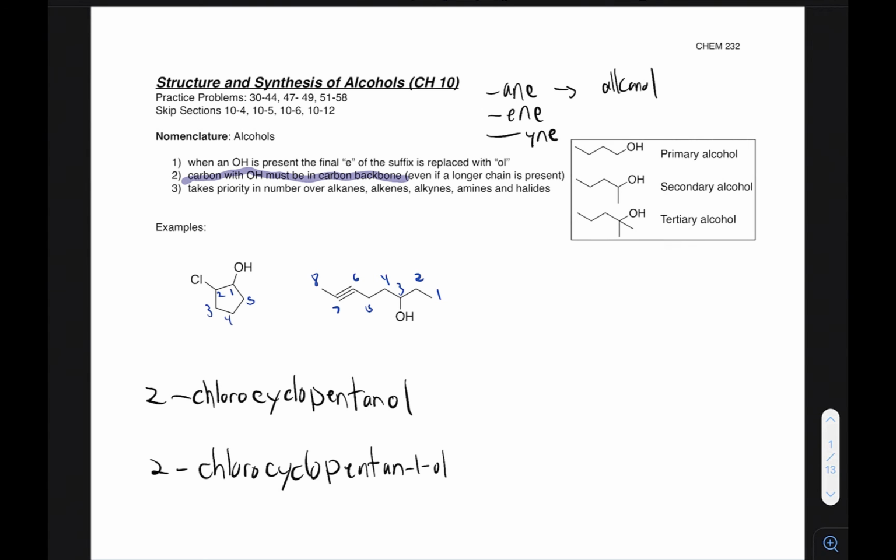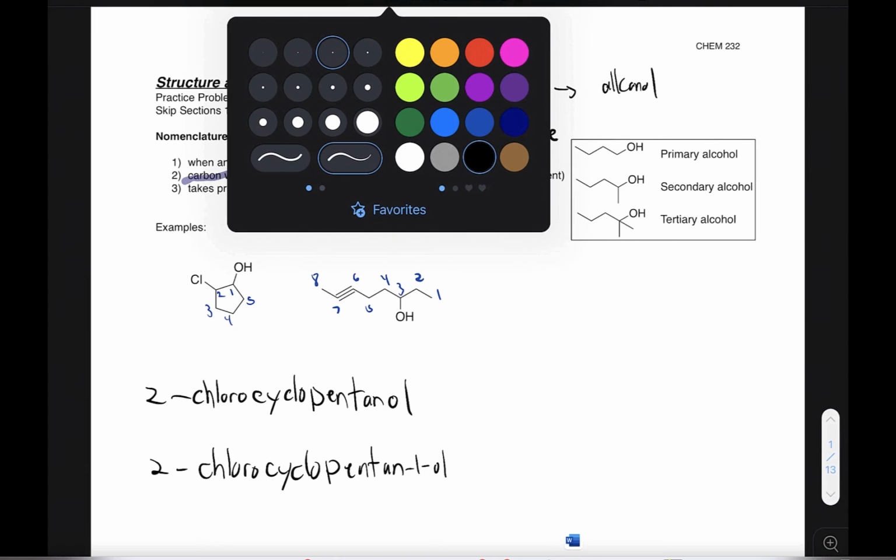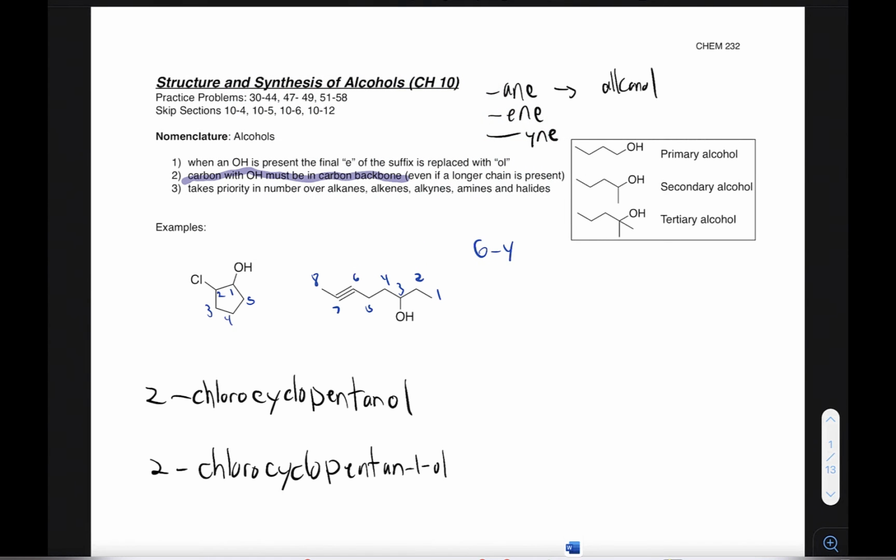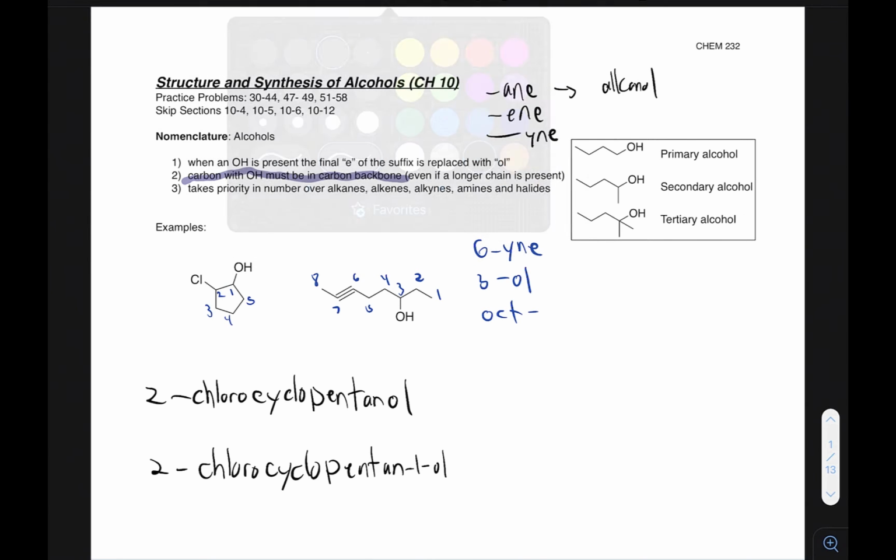So if we were to put this together, we see that in the 6th position, we have that yne. In the 3 position, we have that alcohol. And then we have oct as our parent chain. So stringing all of this together, we would say oct-6-yn-3-ol, not having the E at the end, of course. So oct-6-yn-3-ol would be the full name for this.